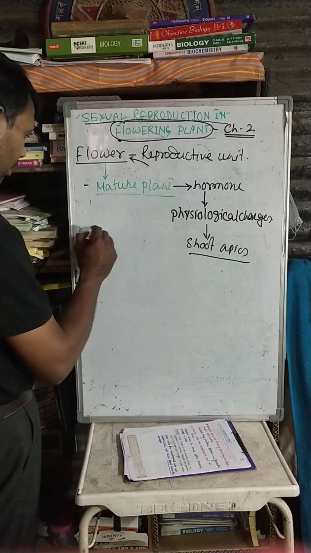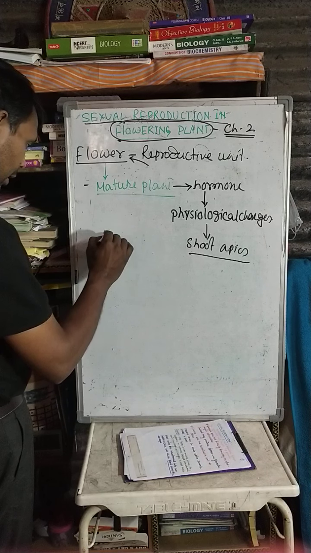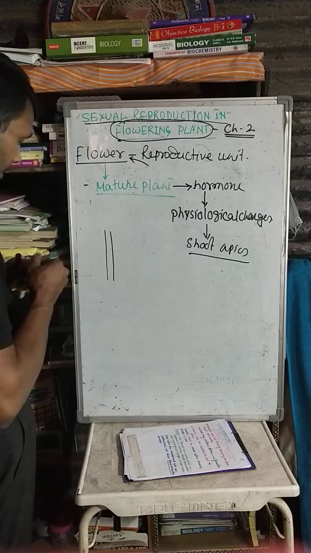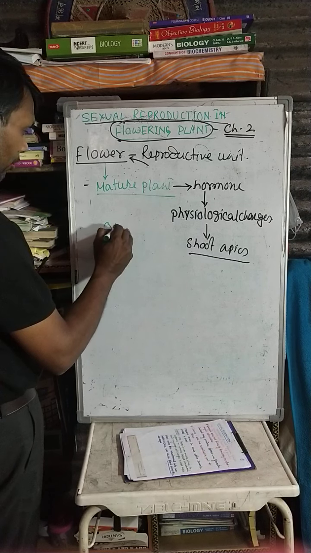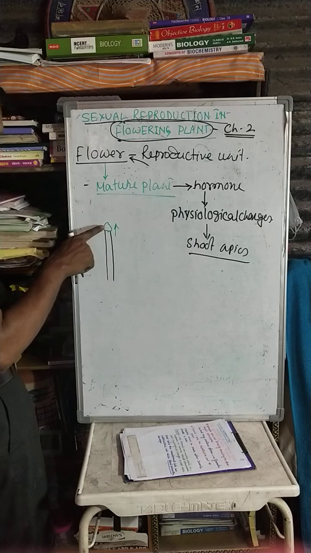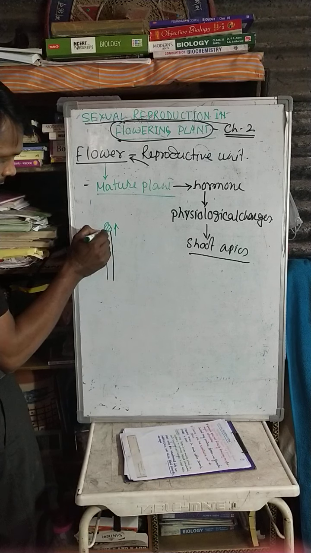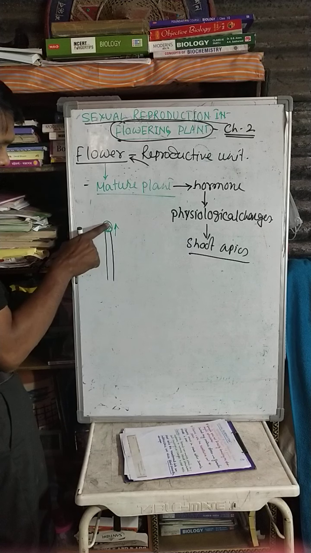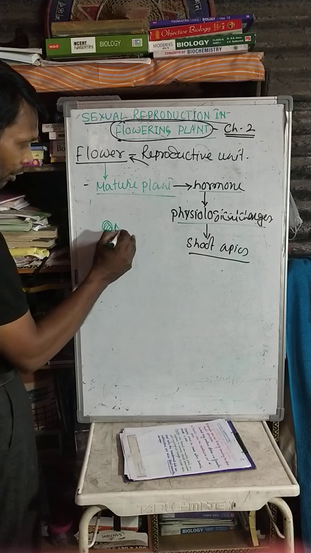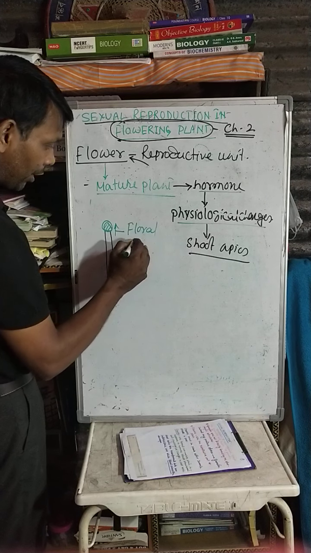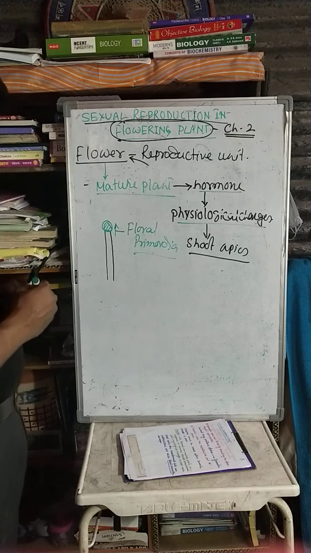That means with the help of meristematic activity, the plant grows. You see, this is the meristematic region of the plant, and it grows in this way. But when it gets maturity, then in this meristematic region, certain hormone and physiological changes occur, which form the floral primordia, and flower occurs in this way.